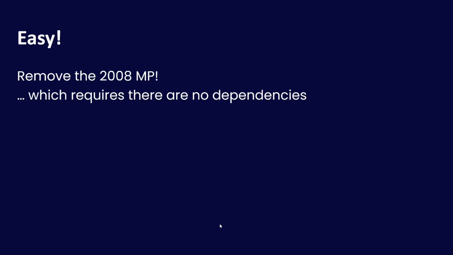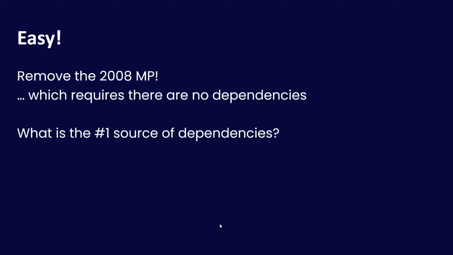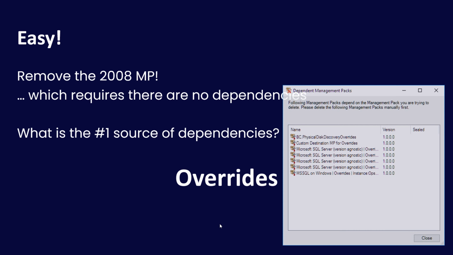But there's one issue there. In order to pull out any MP, nothing can depend on it. And what's the number one source of dependencies? It's obviously overrides, meaning it's very, very unlikely that you'll have no dependencies at all when you're looking to pull out your monitoring management pack.